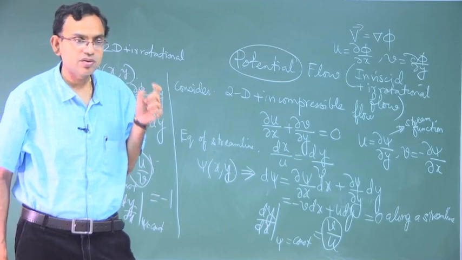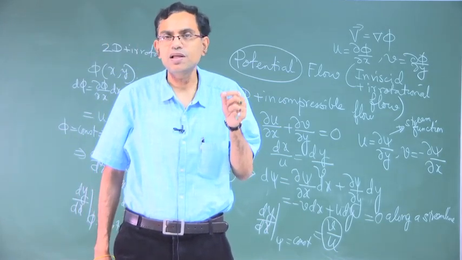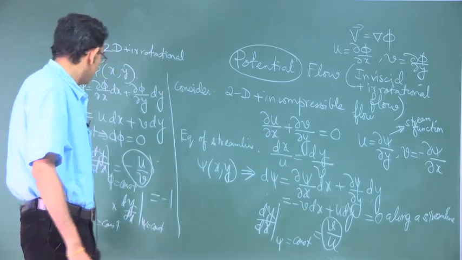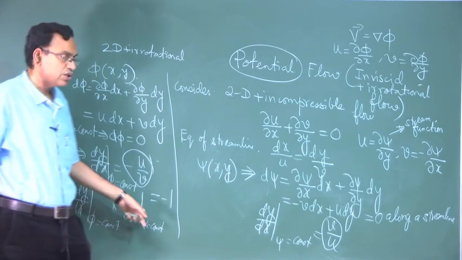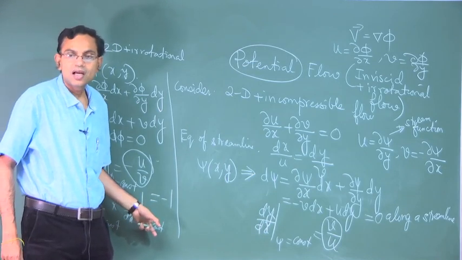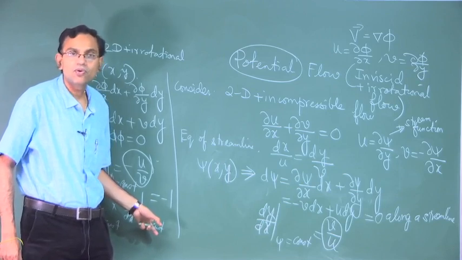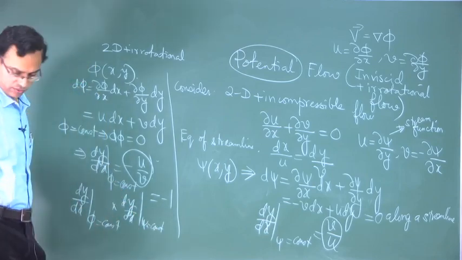stagnation point. So, stagnation point is the point at which the velocities are 0, that means the fluid stagnates, so to say. So, we can infer from here that phi equal to constant and psi equal to constant lines are orthogonal to each other everywhere in the flow field except at the stagnation point.